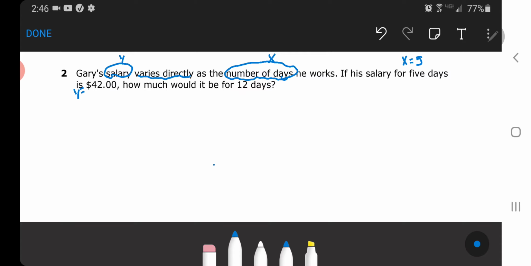Okay, well, once again, since it's direct variation, we're going to do y equals kx. Let's find our k by taking y divided by x. The y value here was 42, our salary, over x, our days, 5. And 42 divided by 5, we get 8.4. So pretty much saying he makes $8.40 a day. Plugging that k into our equation, we get y equals 8.4x, or $8.40. Just depends on how you want to write it.